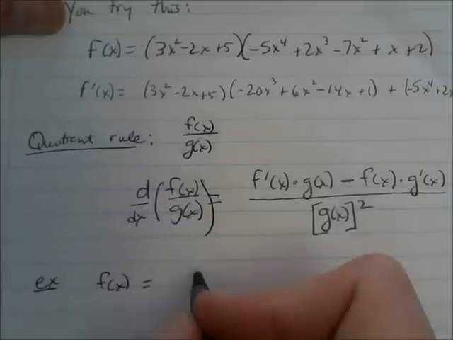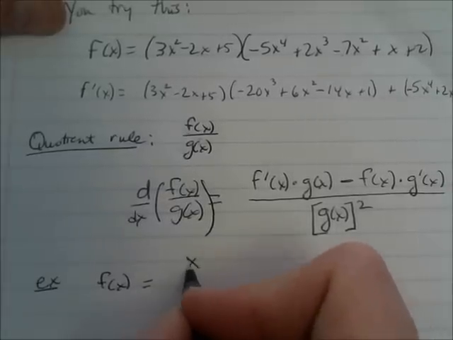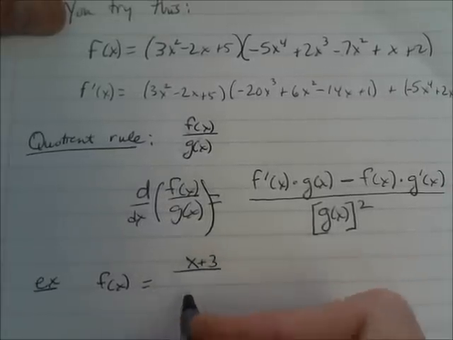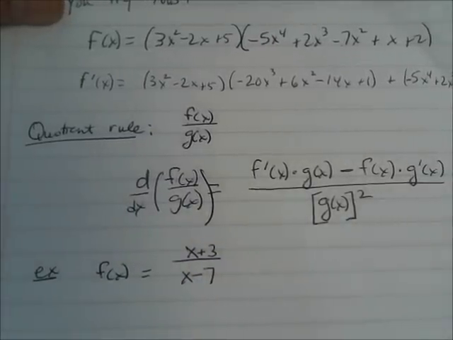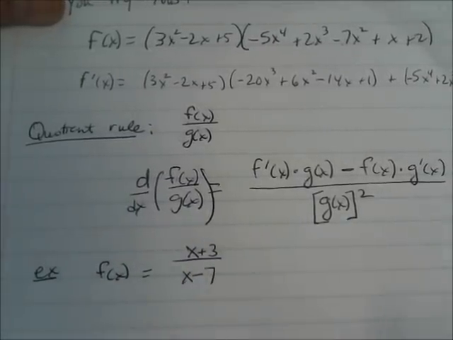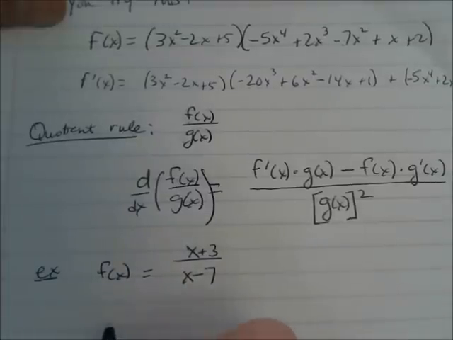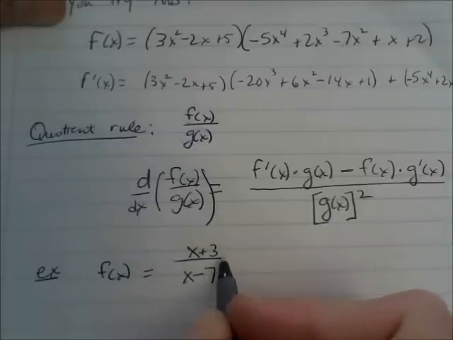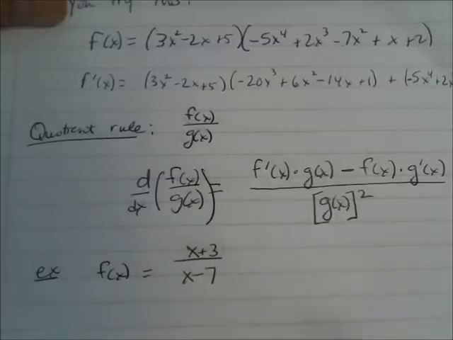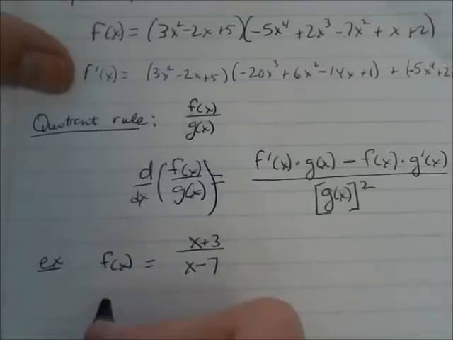Let's say we have f of x is equal to x plus 3 over x minus 7. There's no way to simplify that down, so what we could do is call x minus 7, pull it up to the numerator and call it x minus 7 to the negative first power, and then use the product rule on that. But I think it might be easier to use the quotient rule.